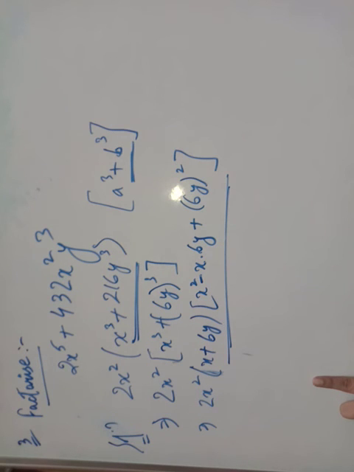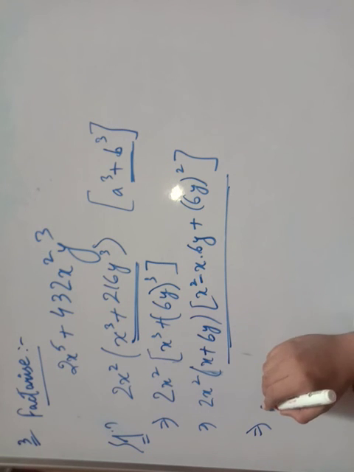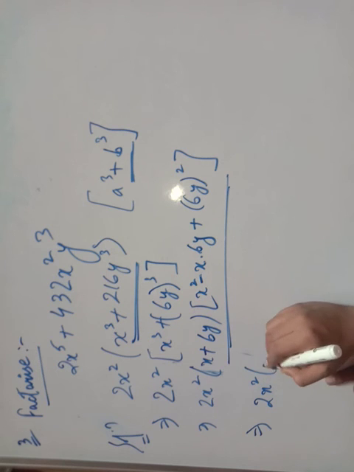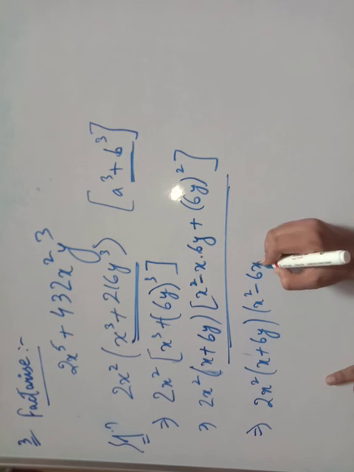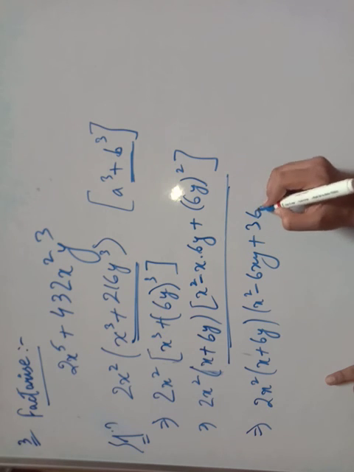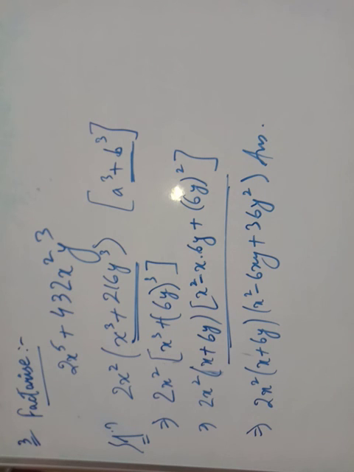If you learn the identity, you can easily solve this question. Next, we have got the answer. The answer will be 2x square (x plus 6y)(x square minus 6xy plus 36y square). This is the answer for this question. The question was very easy. You should have the capacity to take commons and you should know the formula for a cube plus b cube, and then you can easily solve the question. So for this video, this much only. Thank you.